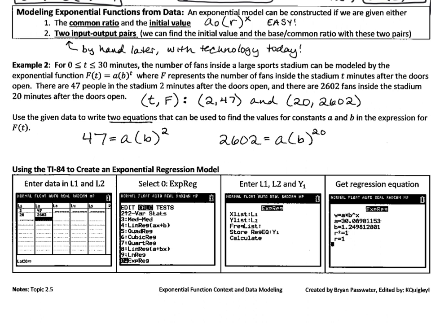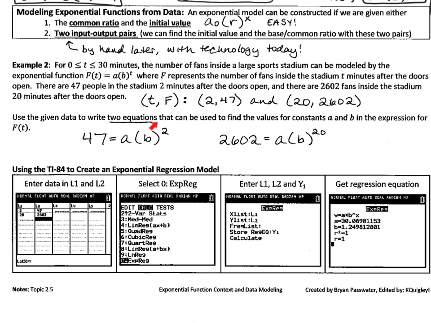There are 47 people in the stadium 2 minutes after the doors open, and there are 2,602 fans inside the stadium when 20 minutes has happened. What? 20 minutes after the doors open. So here's what I know. I know that the coordinate points in this problem are given as time, comma, fans. So minutes, comma, fans. So if I look at the information I was given, I was told 2 minutes, 47 fans, 20 minutes, 2,602 fans. So I have these 2 input and output pairs, and I can write equations for this exponential.